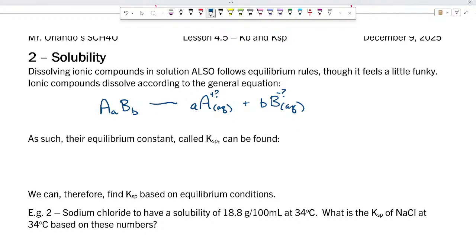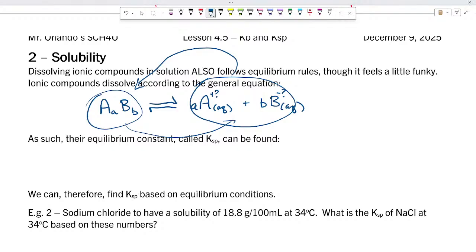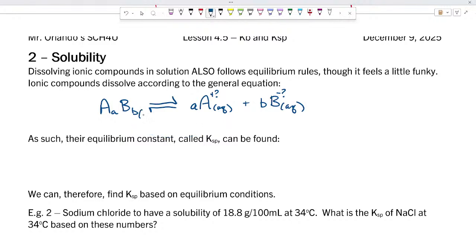And the thing is, this is actually an equilibrium, which means the things that are solid will constantly be dissolving, dissociating, and the things that are dissociated will every once in a while be bouncing back together into a solid. Does that make sense? Yeah. Okay.